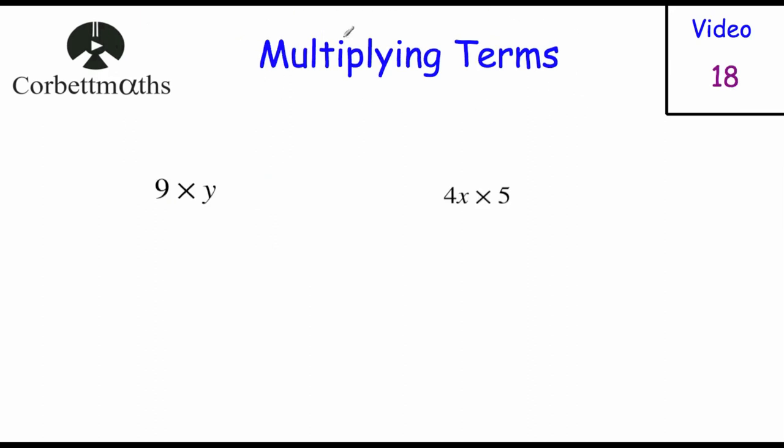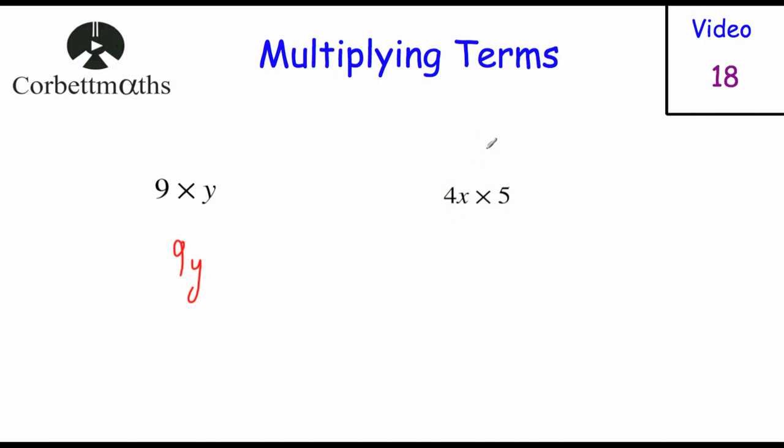So our next topic is multiplying terms, which is video 18. And here we've been given 9 times y. Now remember, in algebra we don't write the multiplication sign, so if we're doing 9 times y, we would just write 9y. Here we've got 4x multiplied by 5. So that's 4 lots of x, but we've got 5 lots of it.